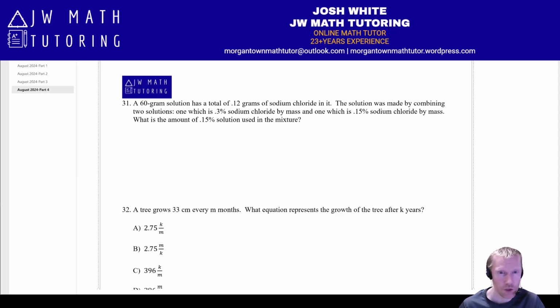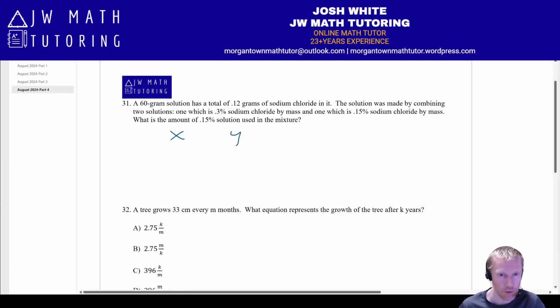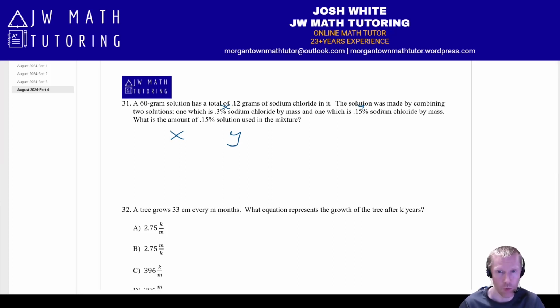And what you have is two different solutions being mixed together, added together. And I'm just going to call the first one X and the second one Y. X is the 0.3%, Y is the 0.15%. So together, we know that when we add them, we get a total of 60 grams. Right here, 60 gram solution.